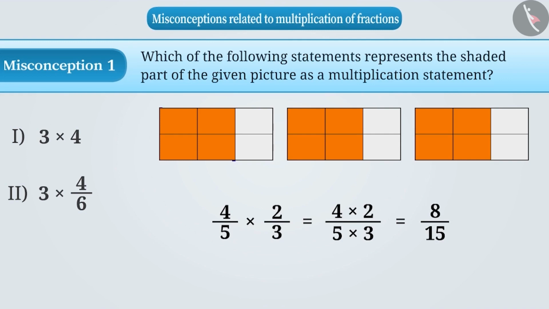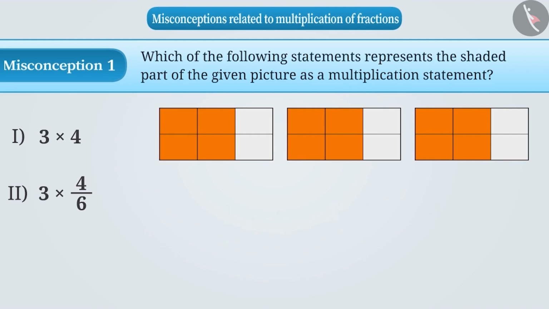This is why the shaded portion of the given picture is expressed incorrectly as multiplication, as some children think that there are 4 shaded parts in each rectangle, so the shaded portion of 3 rectangles can be denoted by this multiplication, 3 into 4. So they would choose option 1 as the correct answer.